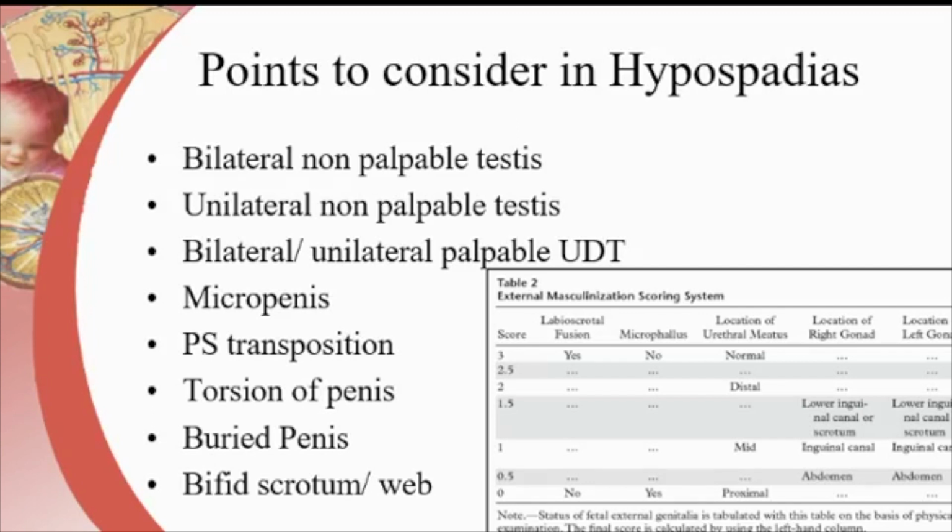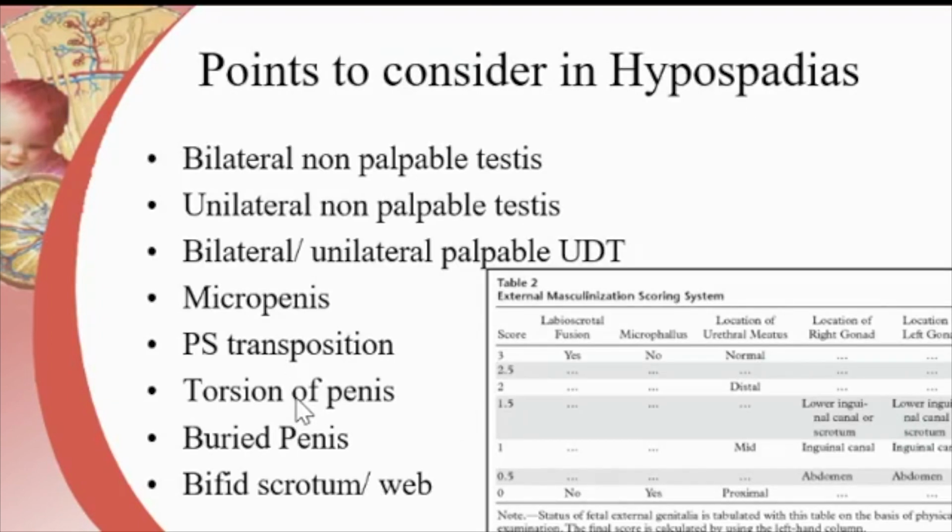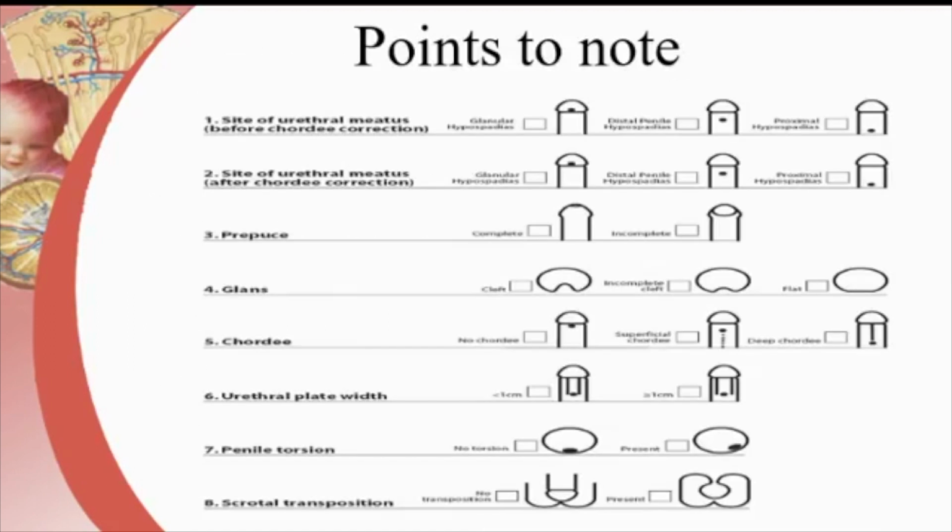The other things you have to notice are penoscrotal transposition, torsion of the penis, and buried penis, then bifid scrotum and penoscrotal webbing; all those things you also have to look at. Now, there are some places where they have standard questionnaires or marking and recording sheets where they look at the site of the urethral meatus.